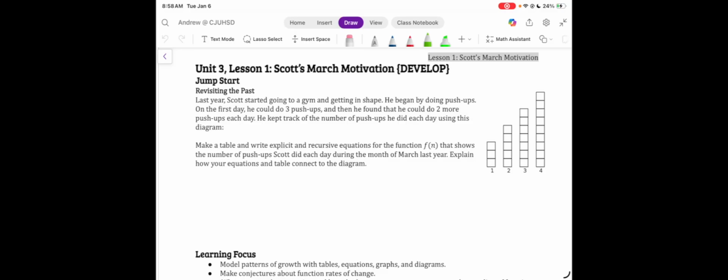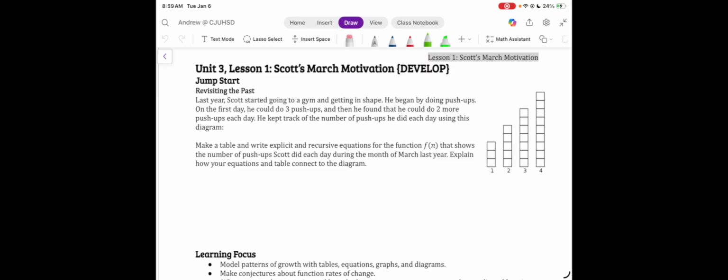Hello and welcome to Unit 3 in Integrated 3. We're going to be looking at what will eventually become a cubic polynomial. And we're going to do this by looking at a story that began in Integrated 1 about somebody named Scott who's going to do some push-ups. He's going to do them for charity, and he keeps track of how many he does.